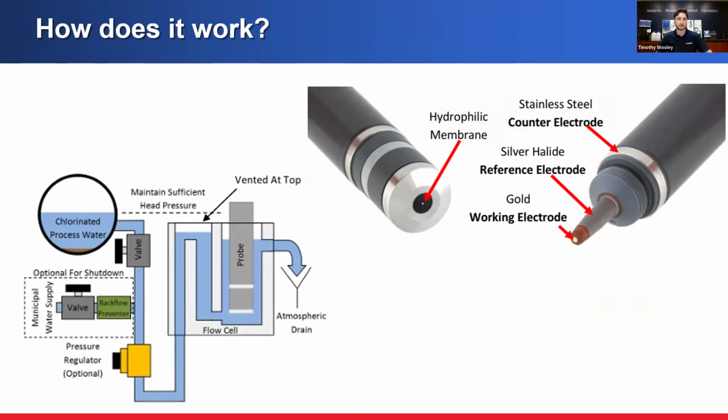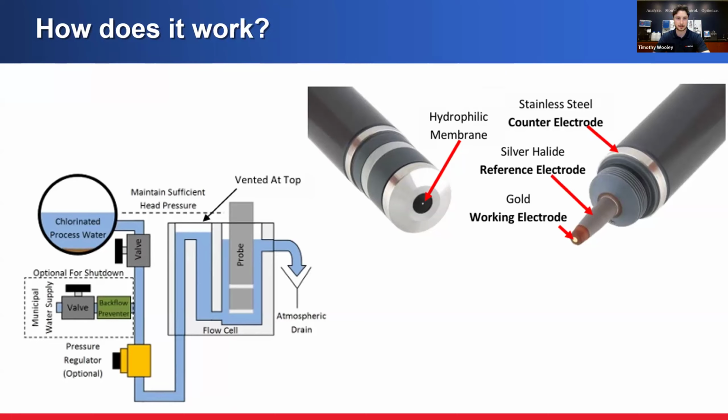But you can see on the left here a diagram of how you would actually position this probe within a flow cell. We have the water flowing across the tip of that probe, leading to an atmospheric drain at the end. And all you need is a constant flow of water across the tip of that probe to get an accurate chlorine reading.